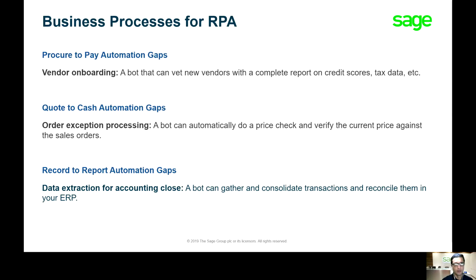quote to cash automation gaps, order exception processing. The bot can automatically do a price check and verify the current price against the sales orders. You have record to report automation gaps, data extraction for accounting close. A bot can gather and consolidate transactions and reconcile them in your ERP. So that could really save a lot of time when you're doing month end, year end. I've also seen it be done creating elimination entries or intercompany entries. Those are some great things.